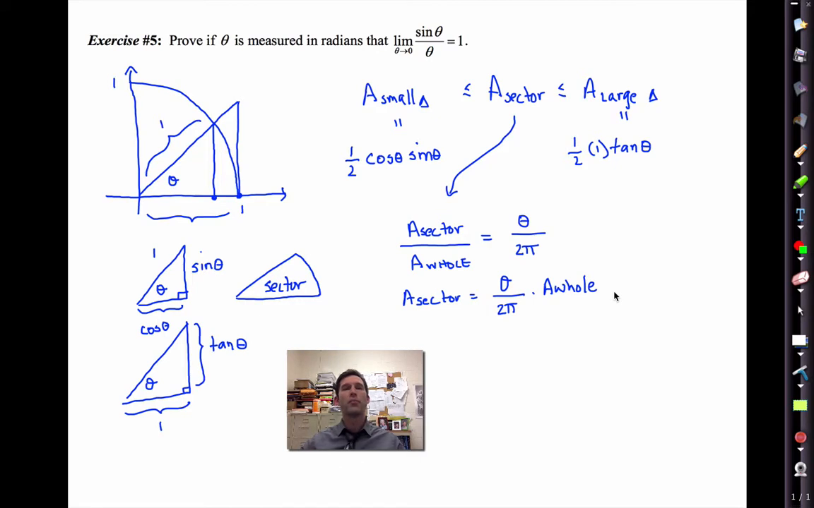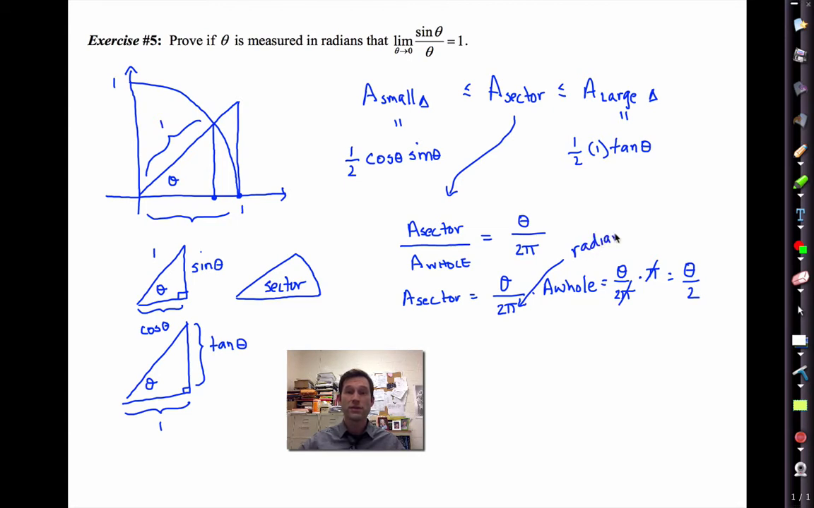But what is the whole area? Pause the video for a minute and think about what is the area of the entire unit circle. Did you figure it out? The area of the whole unit circle is equal to pi, right? Pi r squared, and since r is 1, the area is pi. So the area of the sector is theta divided by 2 pi times pi. And what's beautiful is those cancel. So I know this is going to sound weird, but the area of that sector is simply the angle divided by 2, as long as, and this is the kicker, the angle is in radians.